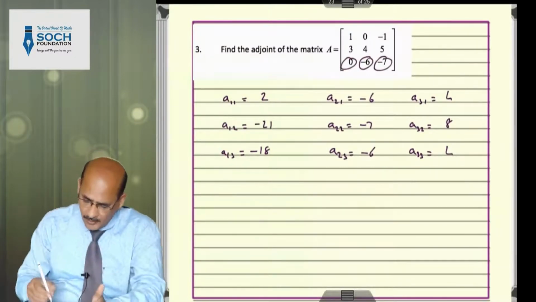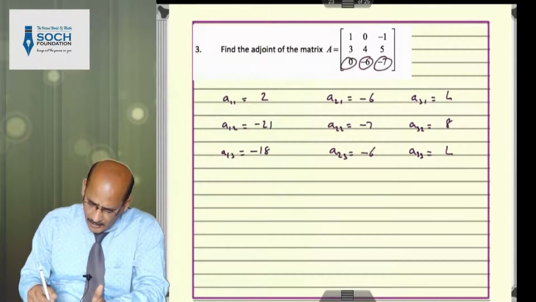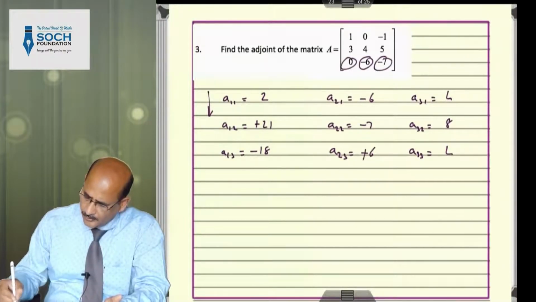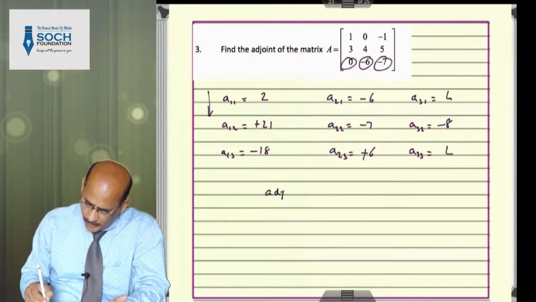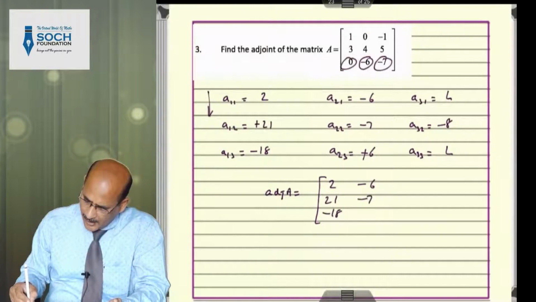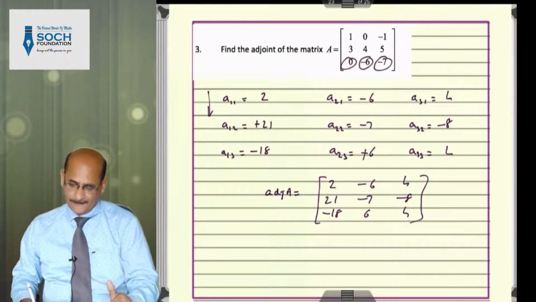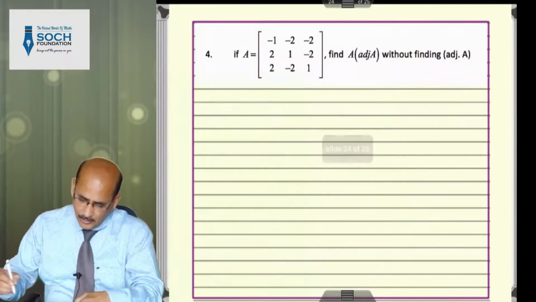Now you have to put the sign. 1, 1 is plus. Now go in this order: plus, minus, plus, then minus, plus, minus, plus, minus and plus. So the adjoint of A is already given to you: 2, 21 minus 18, minus 6 minus 7 plus 6, 4 minus 8 and 4. I hope you got this point clear. Now look at the question here.